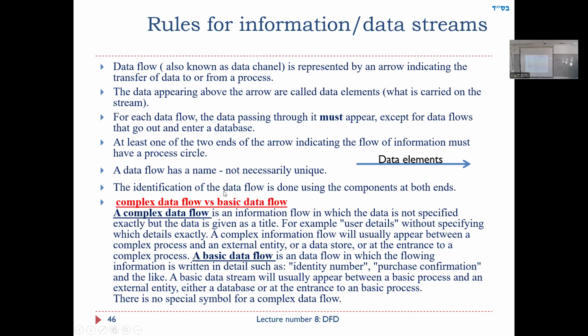Okay, rules for information data streams. Going through all the different parts. Data flow is represented by an arrow, okay.